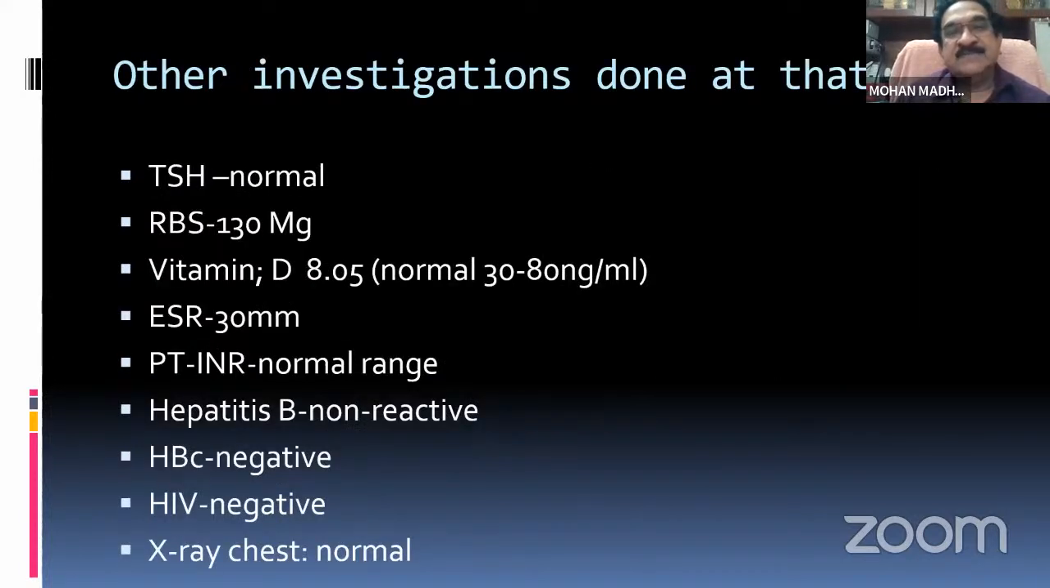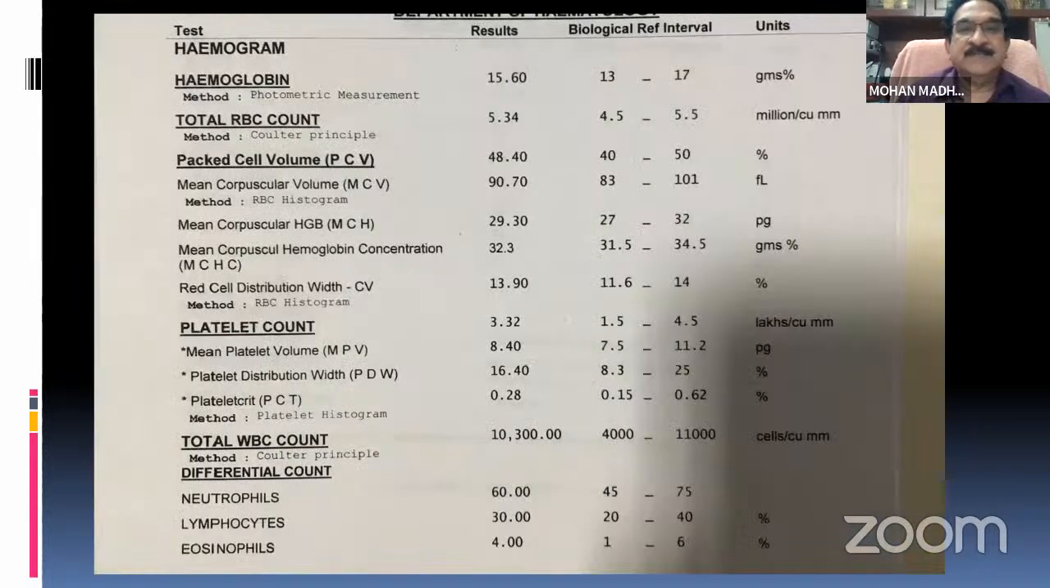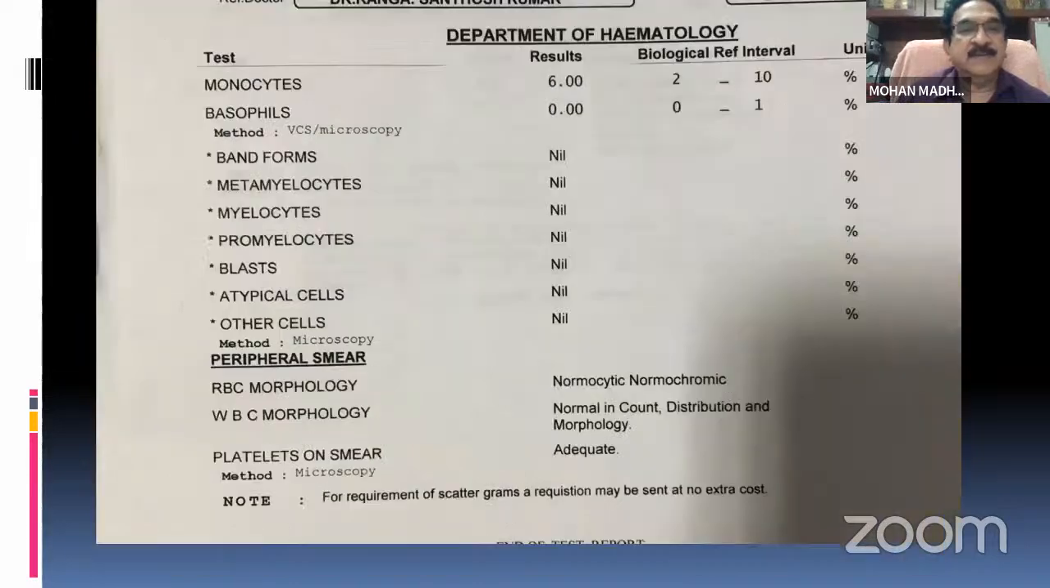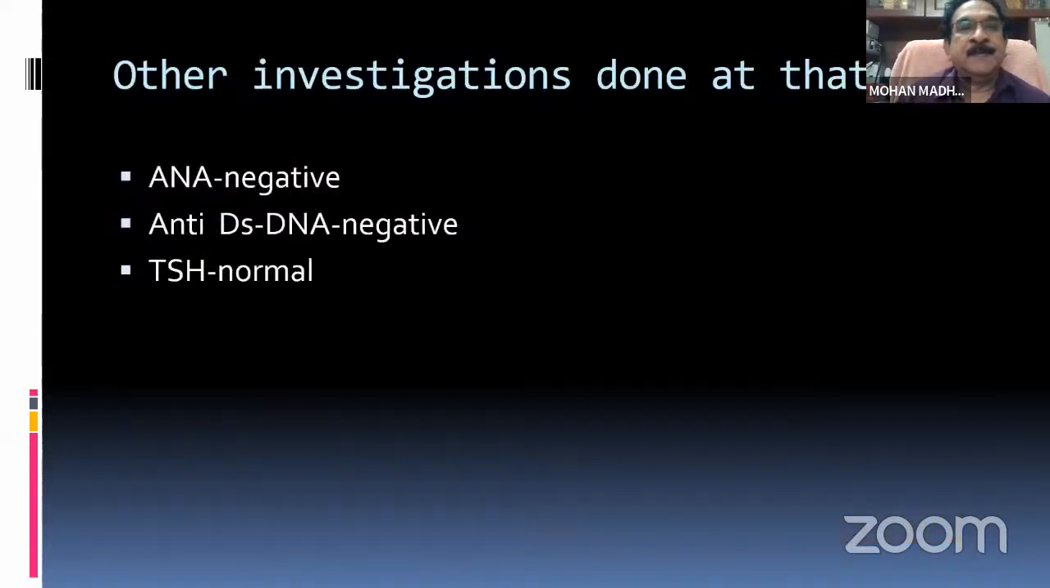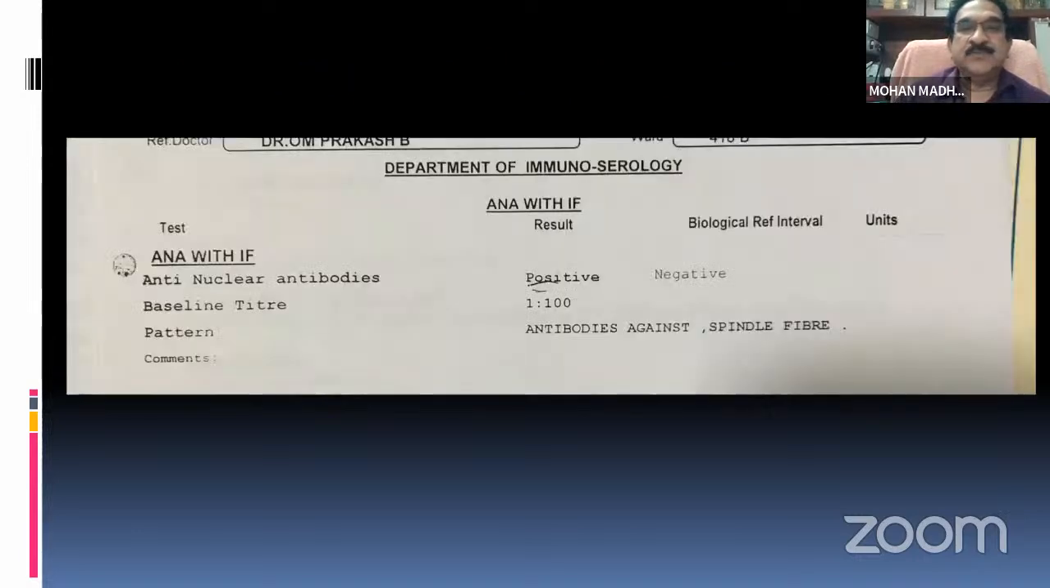The other investigations done at that time were TSH normal, vitamin D low, doesn't matter. ESR 30, hepatitis B non-reactive, HCV negative, HIV negative, LFT normal. I think the blood parameters were normal. I only show the abnormal ones. ANA was negative, anti-dsDNA negative, TSH normal. Anti-nuclear antibodies, one report says 1 in 100 positive.